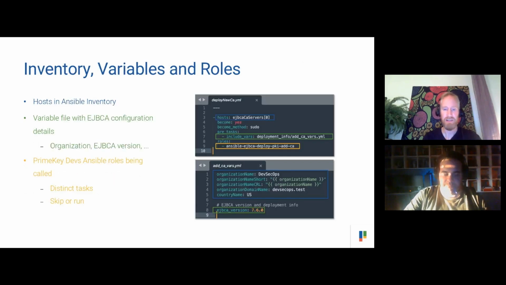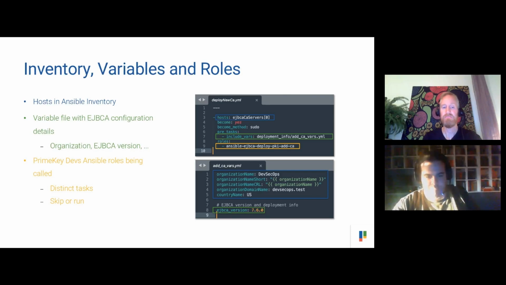So a more detailed example. As I mentioned, the variable configuration files have, typical for a CA, the distinguished name, which is the country, organization name, maybe organization unit name, domains, common name, such things. Also the software versions.